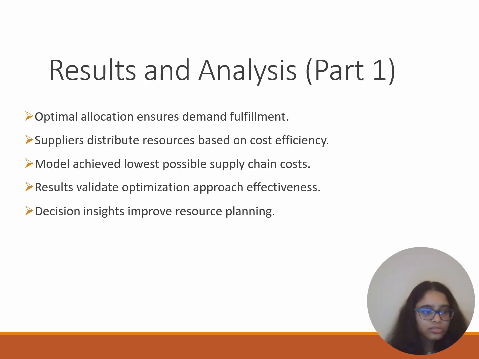In the results and analysis part, it is clear that the model allocated the suppliers to customers in the most cost efficient way. For example, one supplier handled the cheaper routes while the other supported customers with higher demand. This way no capacity went to waste and every customer got their demand fulfilled.